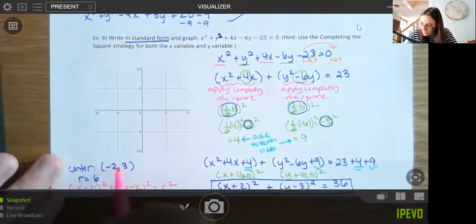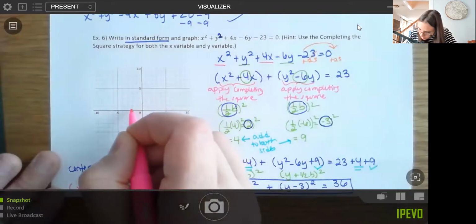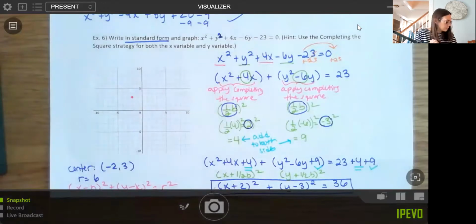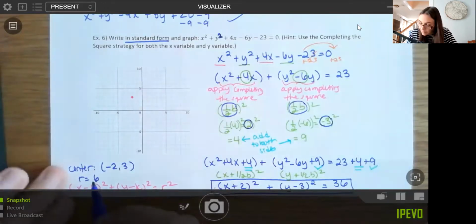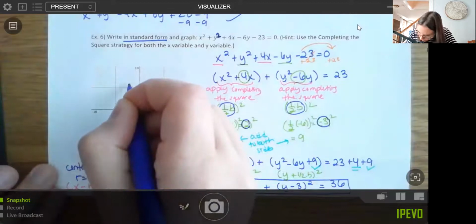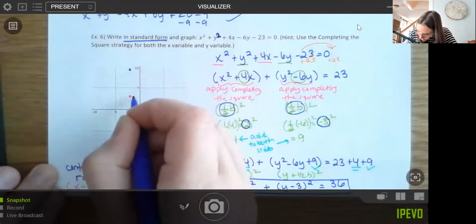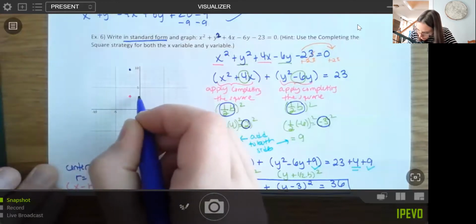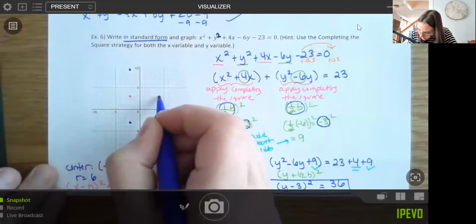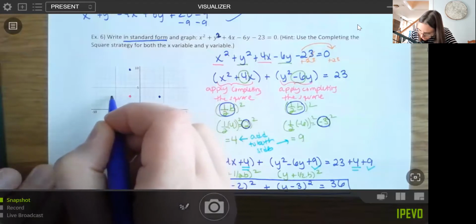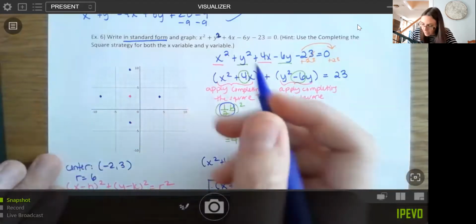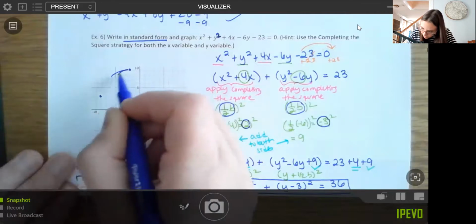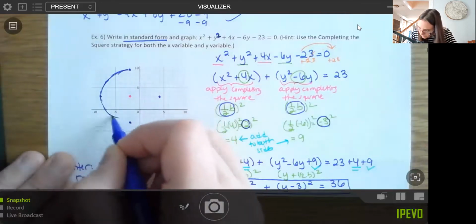My center here is -2, 3, so -2, 1, 2, 3. And then I'm going to count out 6. 1, 2, 3, 4, 5, 6. And then again, I'm just going to do my best to make a circle.